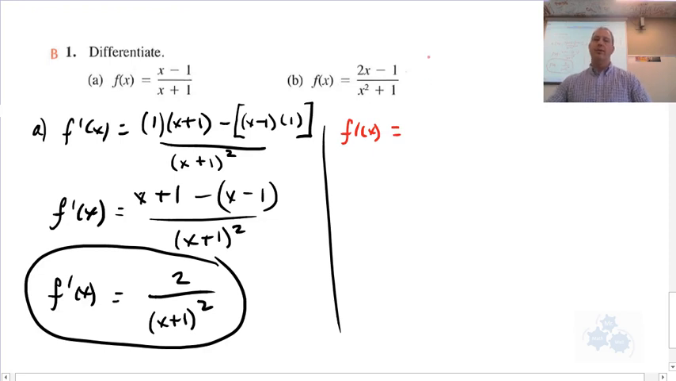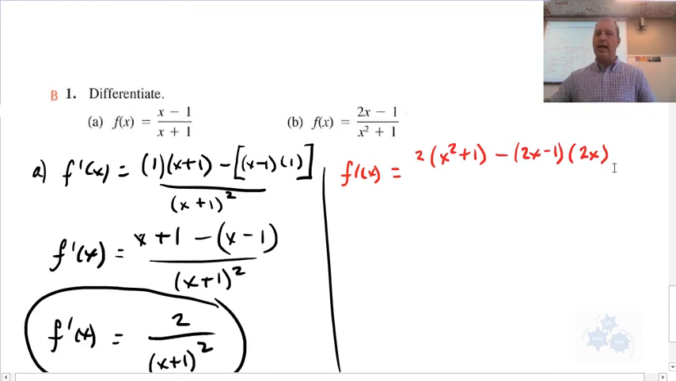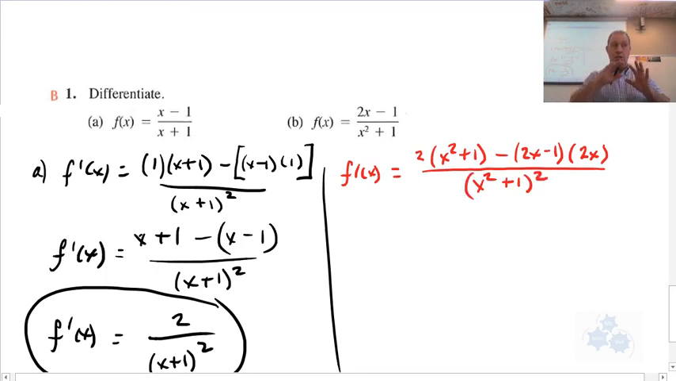Do B. Derivative of the top is 2 times the bottom, minus the top times the derivative of the bottom. Now I'm just ripping through this, but I should be making you guys do this, of course. All over the bottom squared. And again, just square it. Don't expand it out on the bottom yet, because you never know. You might be able to simplify in a step or two.